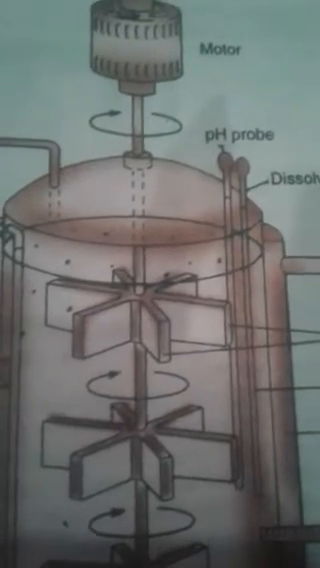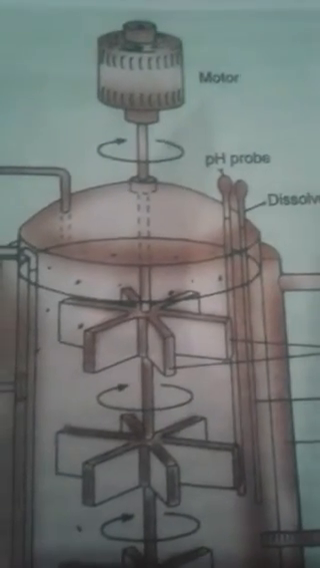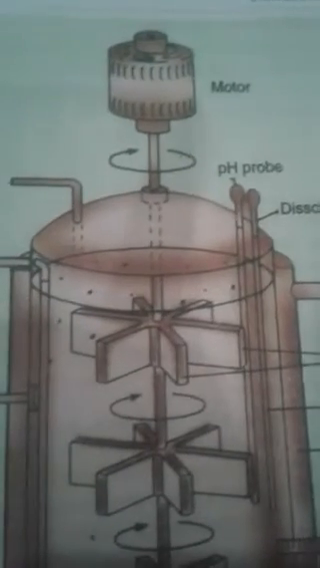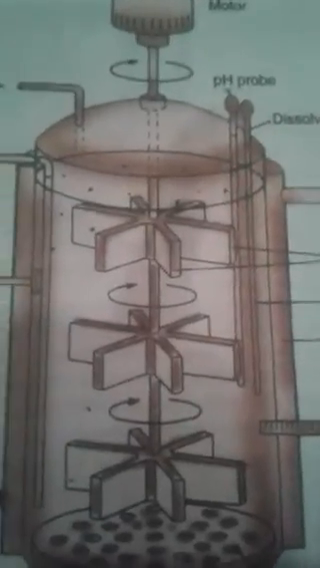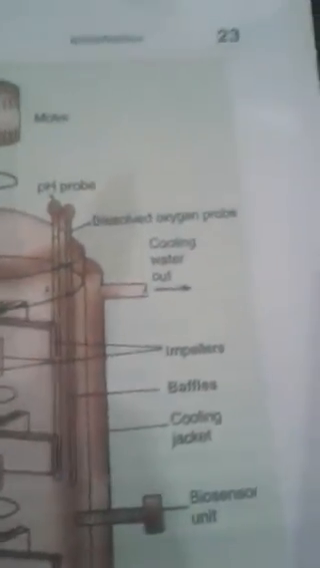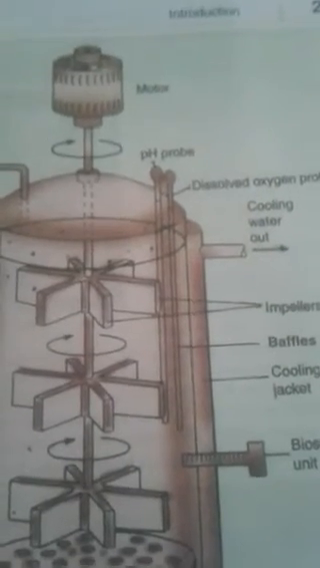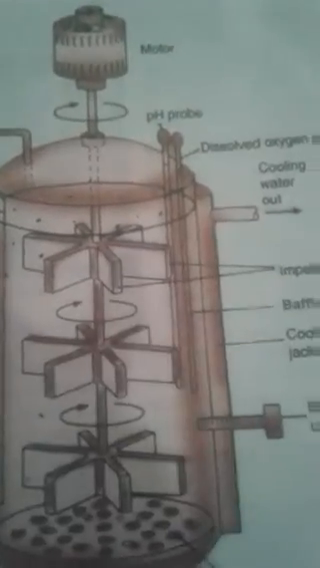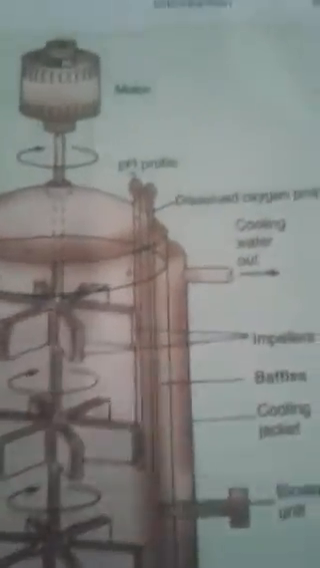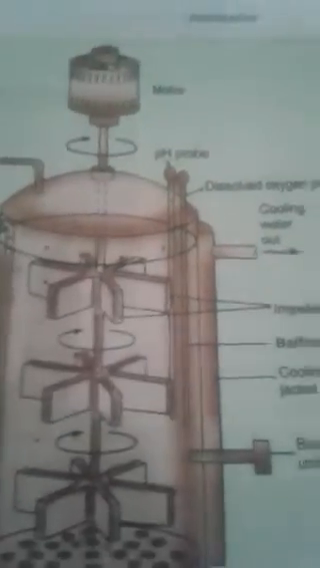Baffles are also used to break the vortex formation in the vessel or fermenter, which is usually highly undesirable as it changes the center of gravity of the system and consumes additional power. So the baffle is a metallic strip which prevents vortex formation. It also improves aeration efficiency by increasing turbulence of the culture medium.